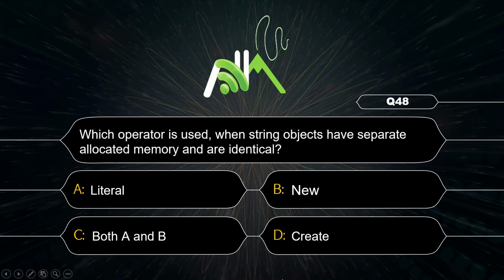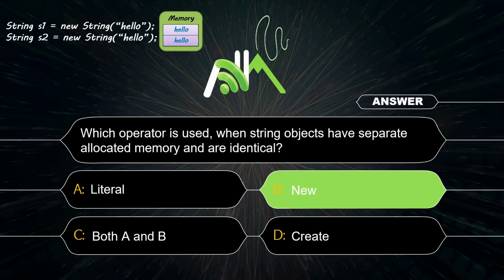Which operator is used when string objects have separate allocated memory and are identical? Correct option is B. The new operator is used to create a string object with separate memory allocation and it will initialize it with the specific value. Even if two strings have identical content, here both strings contain hello, they will occupy separate memory locations because we have created them using the new operator.